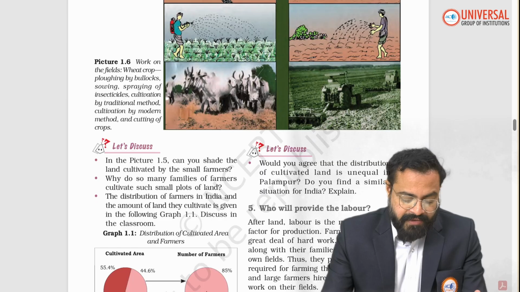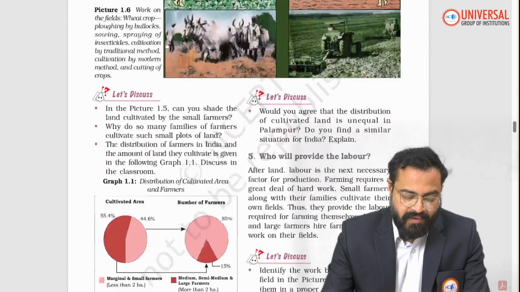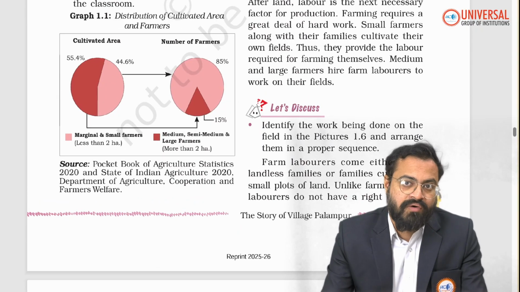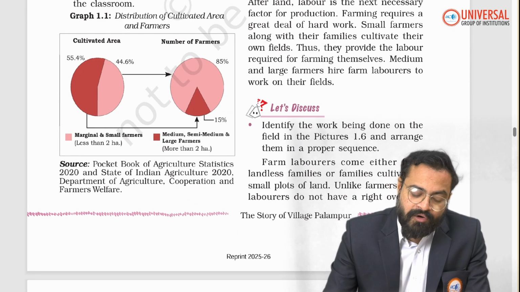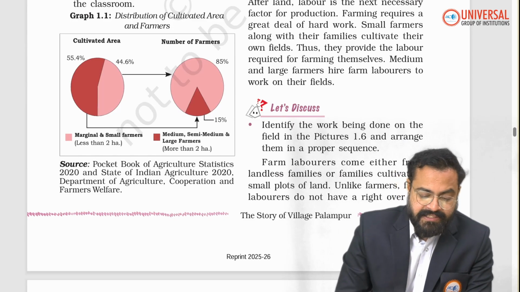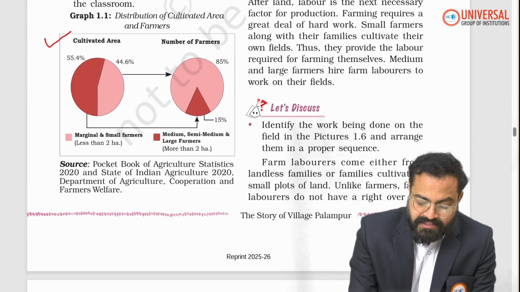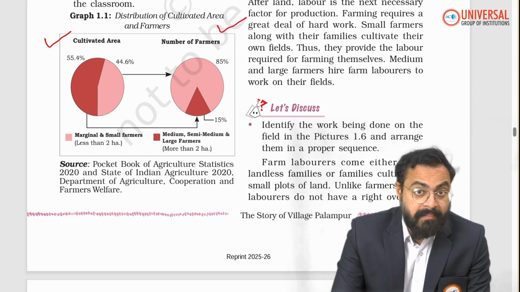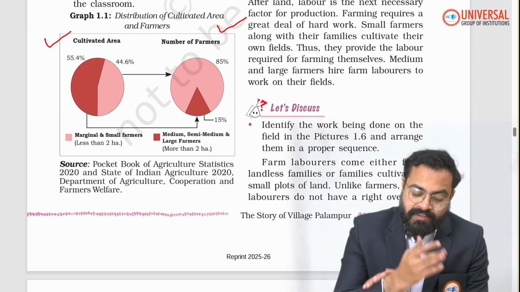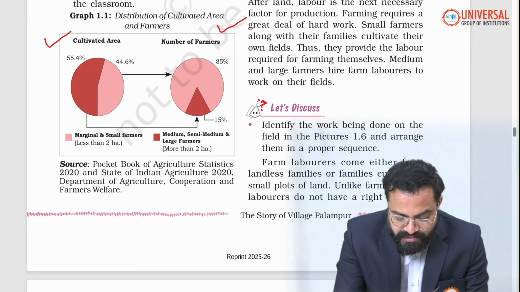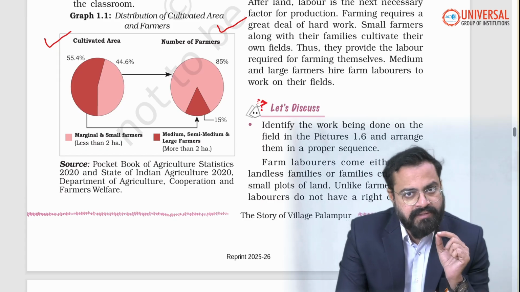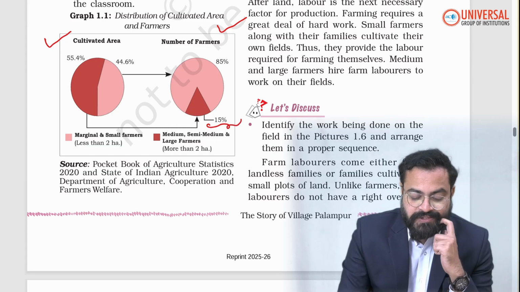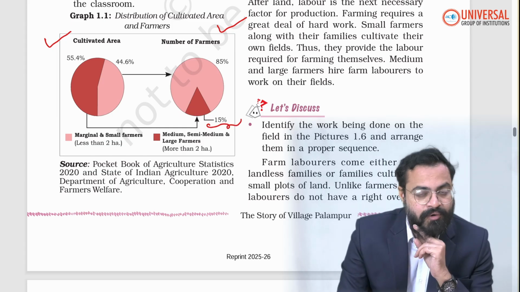The first thing we are discussing, as you can see very clearly here, is graph 1.1, which talks about the distribution of cultivated area and the farmers. On one side you can see the cultivated area, on the other side the number of farmers. There are two categories here: one is marginal and small farmers, and the other is medium, semi-medium, and large farmers. If you consider the total number of farmers as 100, 15 percent of the farmers are medium, semi-medium, or large farmers.